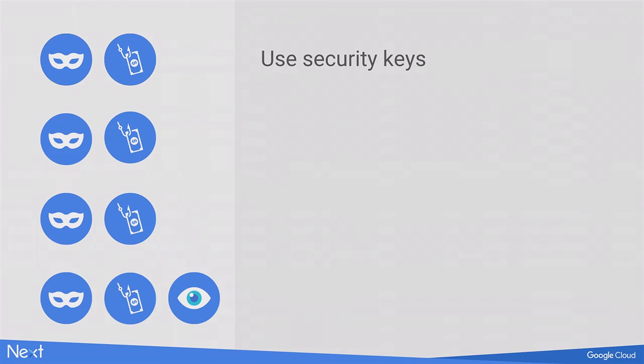So the first one is to use security keys for second factor authentication. And I cannot emphasize this enough. This is your best line of protection against phishing attacks. If you use security keys and enforce that in your organization, your security posture when it comes to phishing is going to be an order of magnitude better.